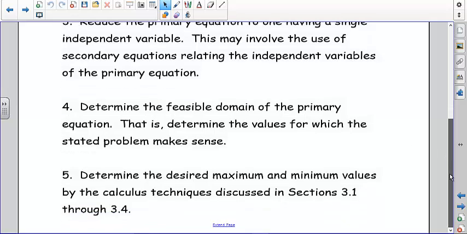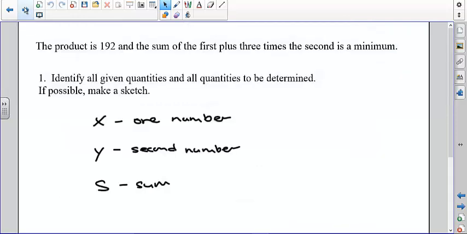And then finally, you use derivatives. You take the first derivative and determine if there are any points that have 0, find any critical numbers, and then you can either use the first derivative test or the second derivative test to determine whether they're maximums or minimums. Like I said, the hard part is figuring out what the equations are, both the primary equation and the secondary equation. So we're going to go through a lot of problems.